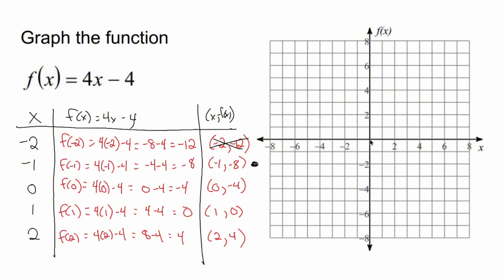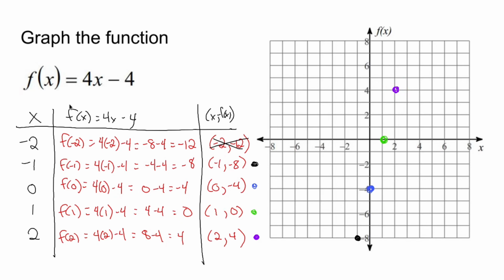This has me starting out at 0, 0, go left 1, go down 8, -1, -8. 0, -4 has me starting out at 0, 0. Don't move, go down 4. 1, 0, let me put a blue dot there so we know what's what. 1, 0 has me starting at 0, 0, going right 1, don't move. And last but not least, we have 2, 4. And if you're wondering, what's a 2, 4? You go right 2, you go up 4, and there you have it.